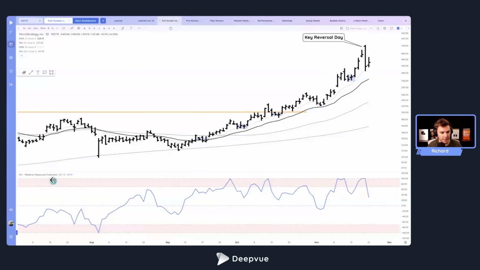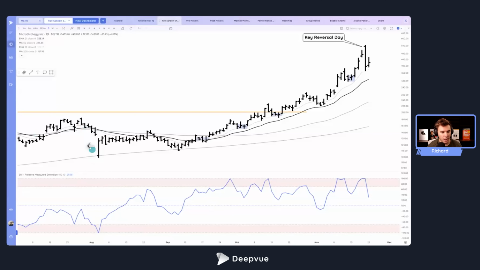Down here on the chart is the indicator relative measured extension that I developed for Deepvue, completely proprietary, not available anywhere else. And this helps serve as a guideline to tell you when a stock is extended to the upside as well as the downside.